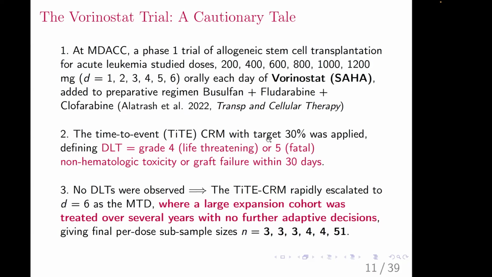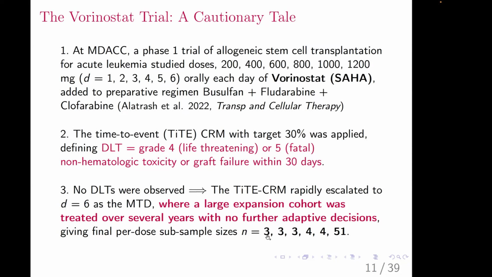So I designed it using the time to event CRM with a target 30% toxicity probability. Toxicity was defined as something very severe. DLT was grade 4, which means life-threatening, or grade 5, fatal, non-hematologic toxicity, or graft failure within 30 days. Very hard endpoint. But they didn't observe any. So the tight CRM did what it's supposed to do. It rapidly escalated to the highest dose level. And then this went on for several years. They just kept treating patients at the highest dose level behind my back. I didn't know they were doing this.